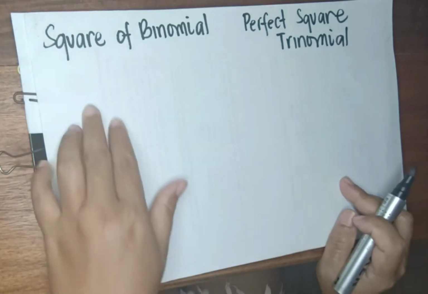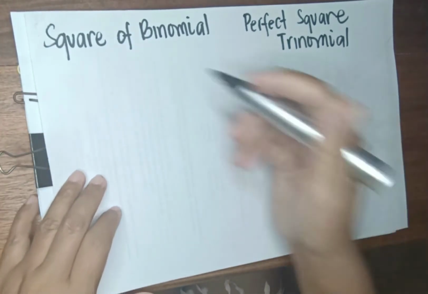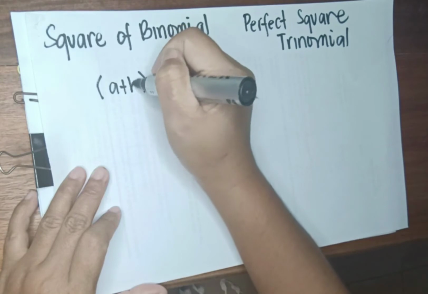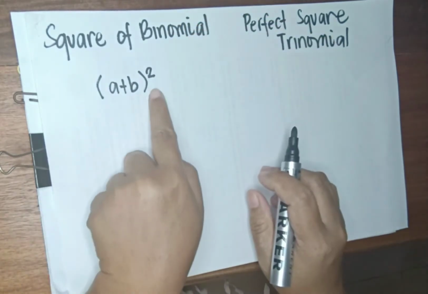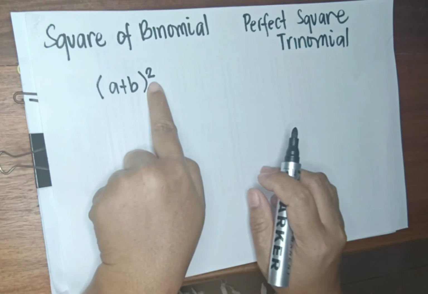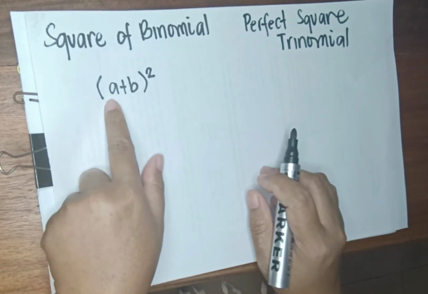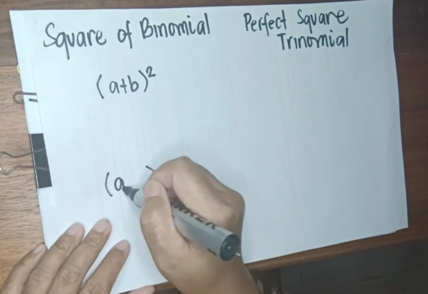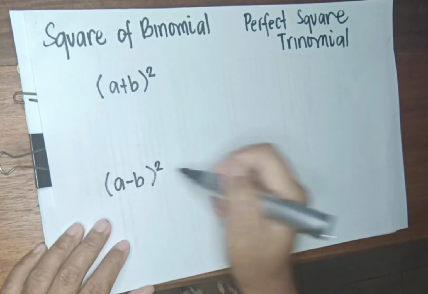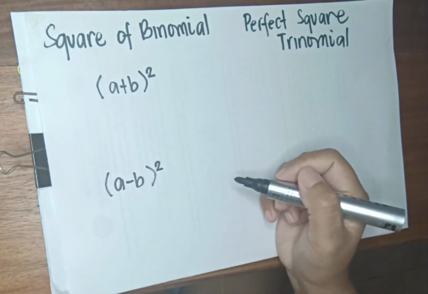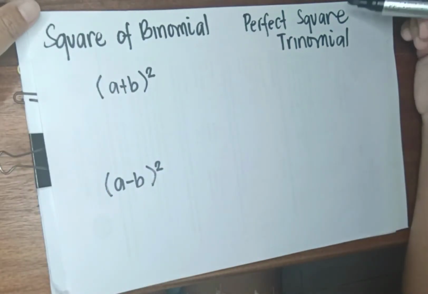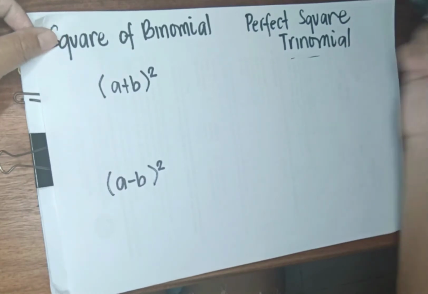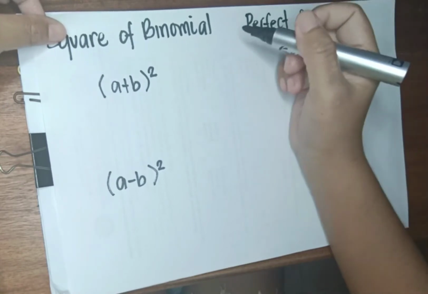Alright, so when we see square of binomial, you are given a binomial which is being squared, or naka-exponent siya sa 2. So, pwedeng binomial a plus b squared, or pwede ring ang ibigay sa iyo ay a minus b squared. Ngayon, paano mo siya itra-transform into perfect square trinomial? So, meron tayong technique na gagamitin.